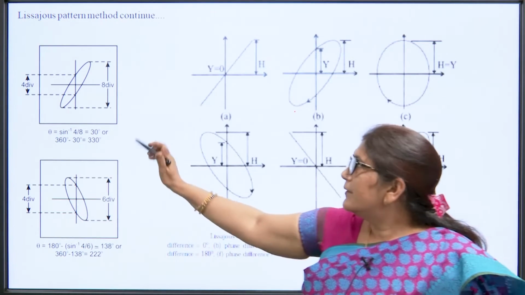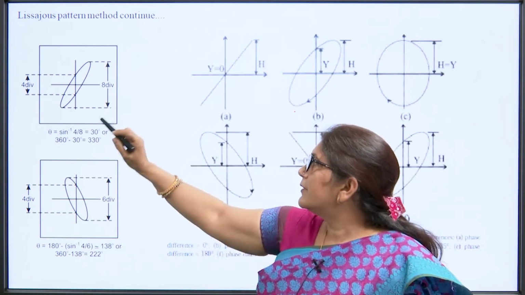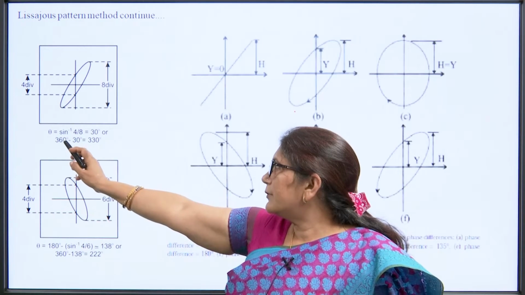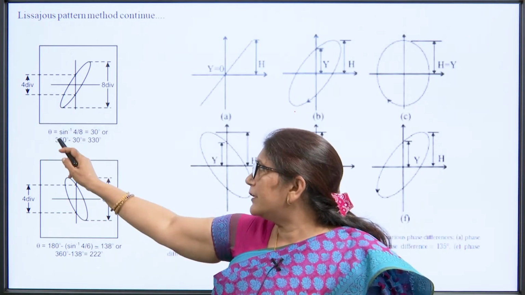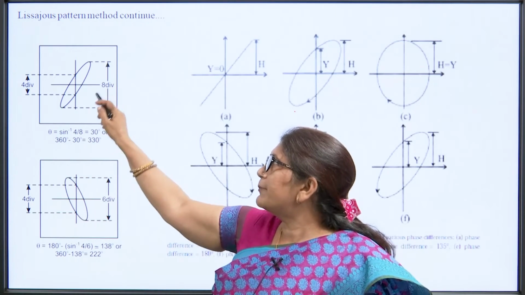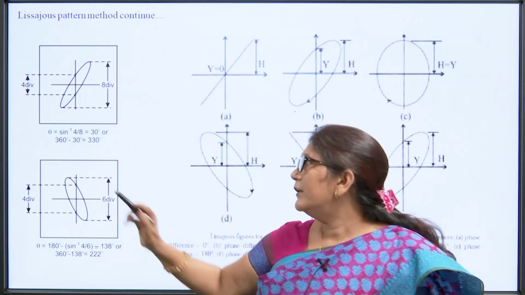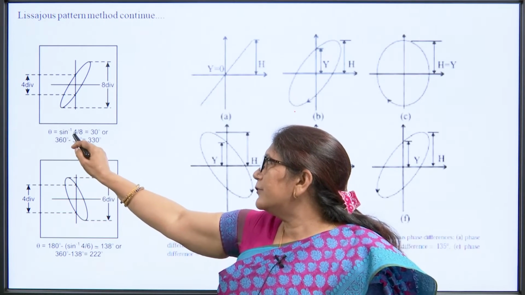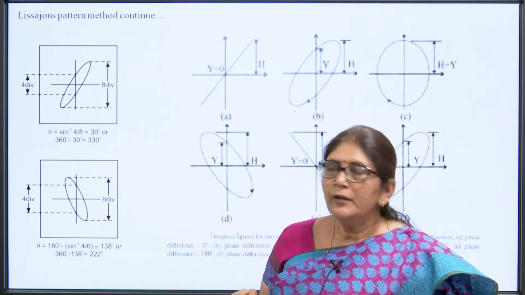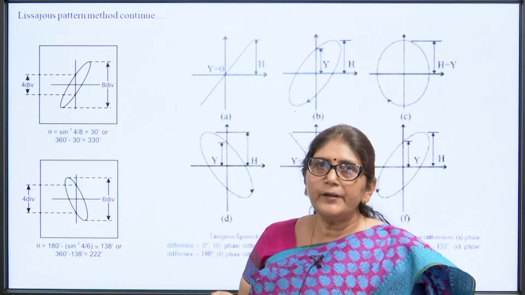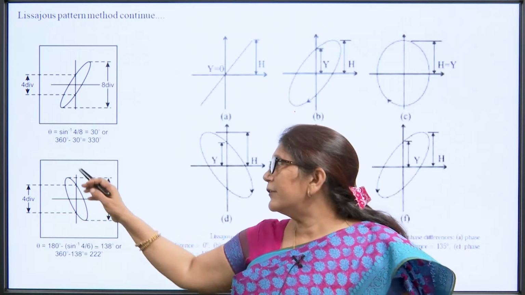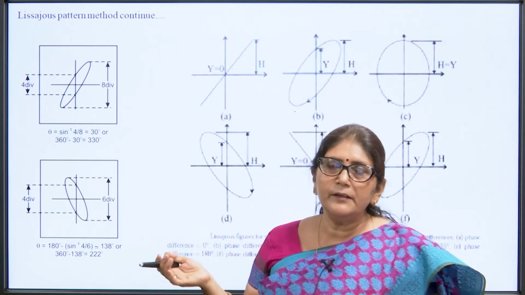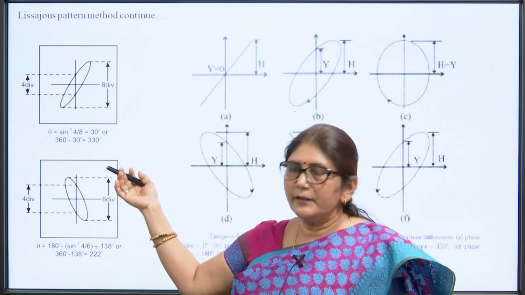Here we can see this ellipse, and the phase difference between the two waveforms is theta equal to sin inverse, since it appears between 0 to 90 degree. So theta is equal to sin inverse 4 by 8. So it is sin inverse half and its value is 30 degree. So it may be 30 degree or the difference may be 360 minus 30 degree, that is 330 degree.